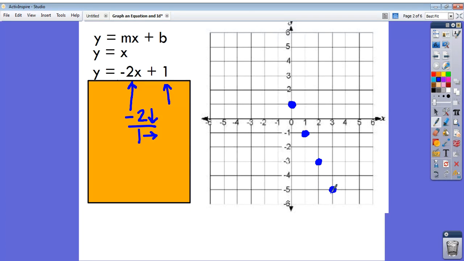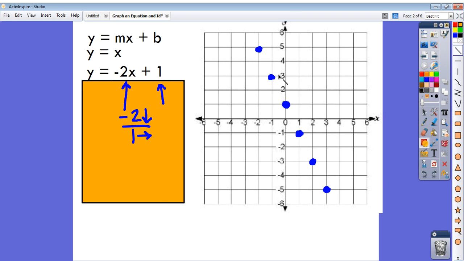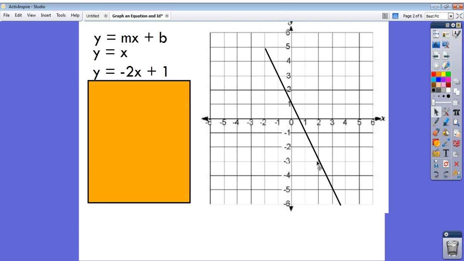If I want to extend the line to the left of my y-intercept, go back to the y-intercept and follow the pattern backwards. Instead of down 2, I'll go up 2, and instead of right 1, I'll go left 1. And again, if I connect these with a line, what you can see is that it creates a straight line, which means this is a linear equation. Let's take a look at one more, then it's your turn to practice.